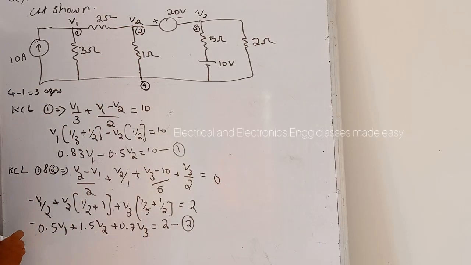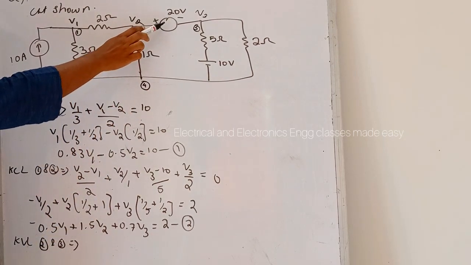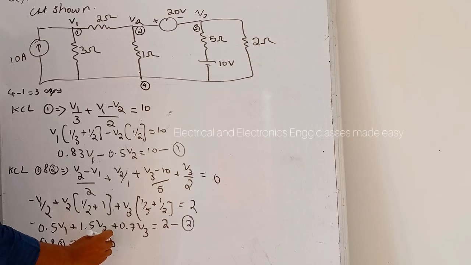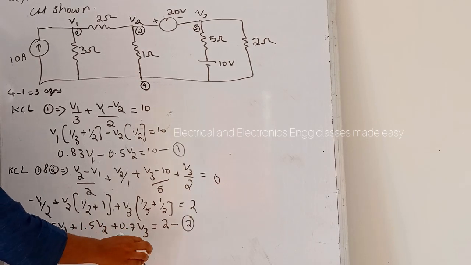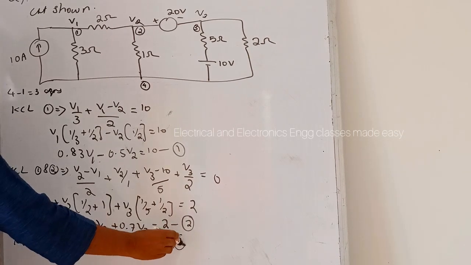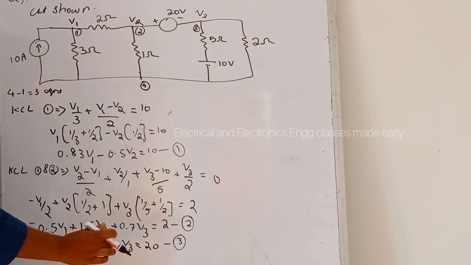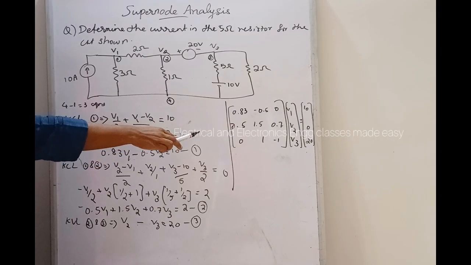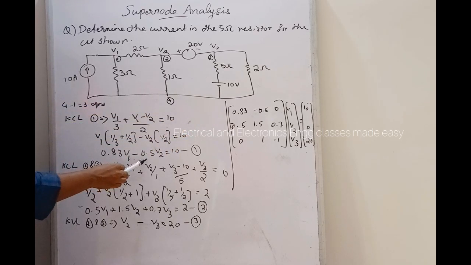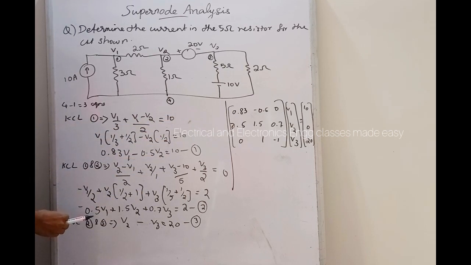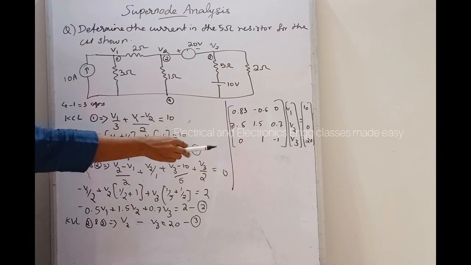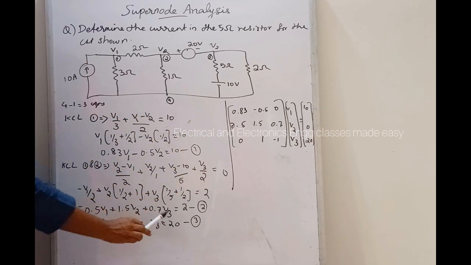Now applying KVL between second and third nodes, we will get V2 minus 20 minus V3 equal to 0. That is, we can write V2 minus V3 equal to plus 20. So this is the third nodal equation. Now we have got three nodal equations. Now write in matrix form. So in matrix form we can write 0.83 minus 0.5 0, minus 0.5 1.5 0.7, 0 1 minus 1, then V1, V2, V3 equal to 10, 0 and 20.